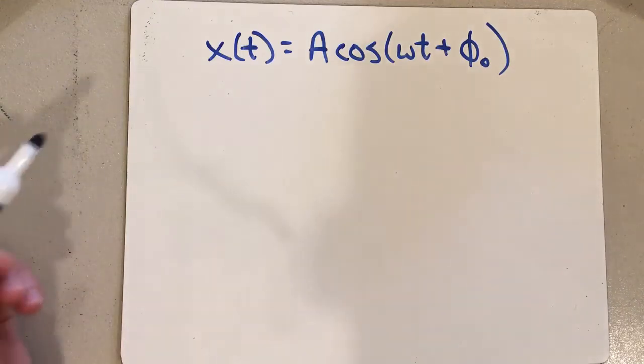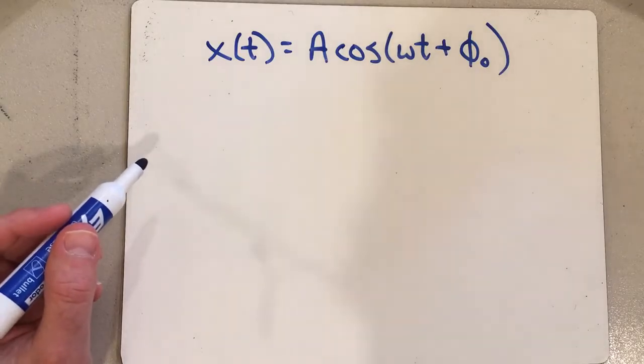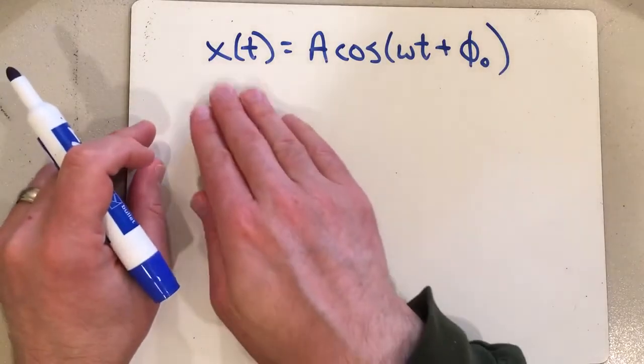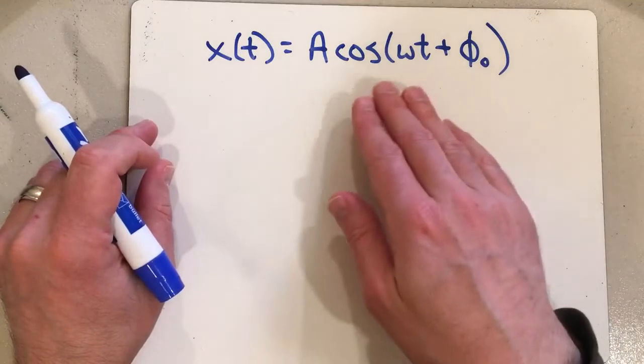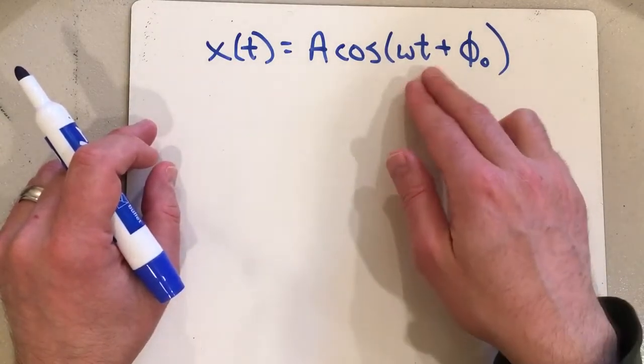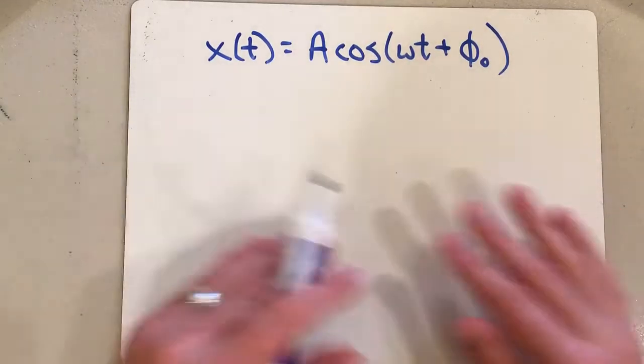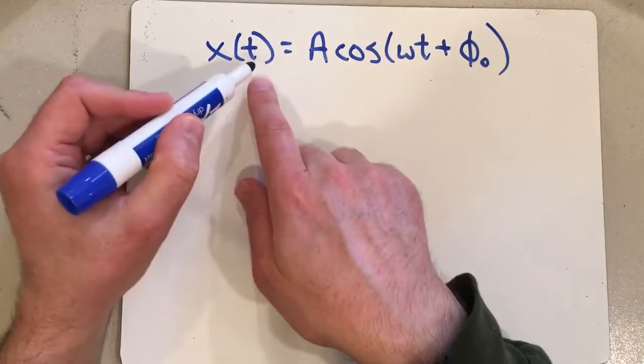This is the formula for the position of a simple harmonic oscillator. And you can see we're expressing the position in terms of the cosine function. And it's a function of time. You can see time is here inside the argument of the cosine. And x is position, t is time, of course.